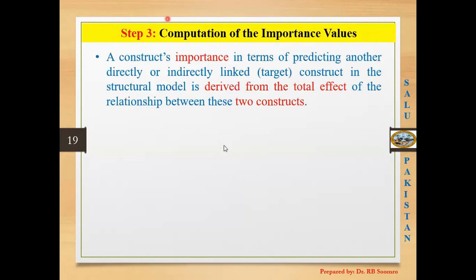And then, according to a construct's importance in terms of predicting the target construct, either directly or indirectly linked: one construct may be directly linked with the target construct or maybe indirectly linked with it. The importance is derived from the total effects of the relationship between two constructs. If we talk about the total effects, it means that we have to combine the indirect effect and the direct effect, and then the total effect will appear. Total effect means the effect of the relationship between the two constructs.